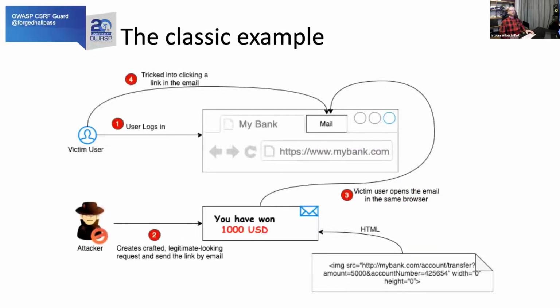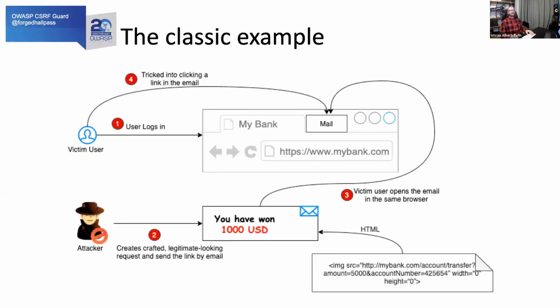So the classic example: how would an attack actually happen? First of all, a simple user, whoever, a victim, would log into his banking account in the browser, and he would leave his tab open. It's not even necessarily mandatory, but in the meantime, he would probably receive a mail from an attacker who crafted a URL, or maybe just a simple image tag sent through the email.